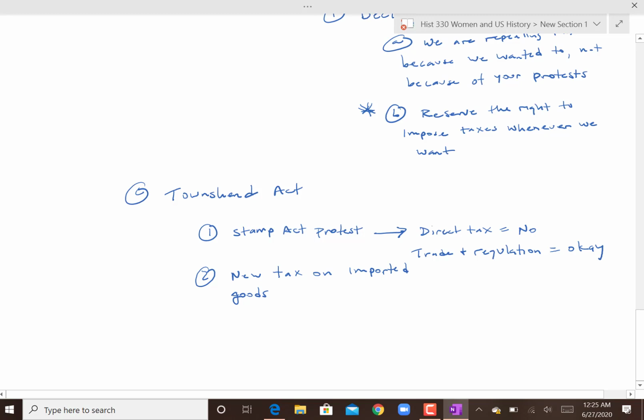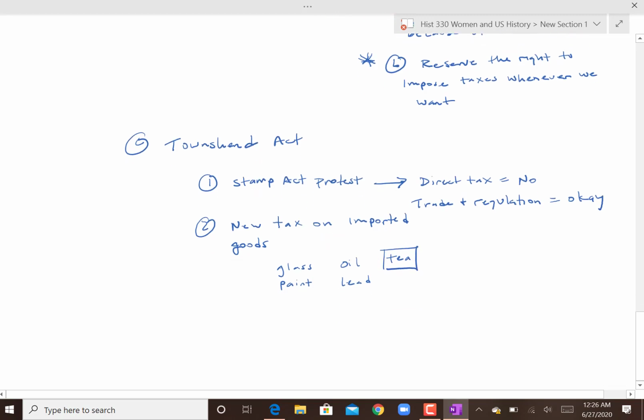And so, okay, so that's what we'll do. And this was glass, paint, oil, lead, and the one that's going to be a big stickler, tea.